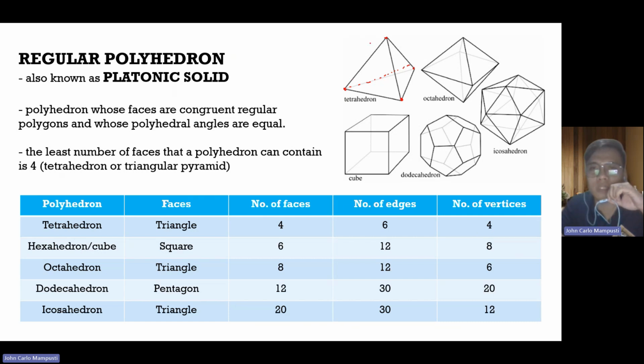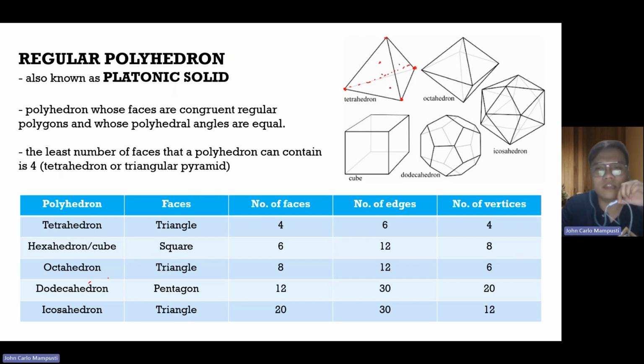So if we're going to count 1, 2, 3, 4. And you can also count kung kayang i-drawing yung number ng edges niya, pwede yung bilangin. So 1, 2, 3, and 4 dun sa base niya. So next one, we have the hexahedron or what we call your cube. So yung face niya, of course, square yan. We have six number of faces. So 1, 2, 3, 4 dun sa lateral niya and dalawang base. So therefore, six. Next one, we have the octahedron.